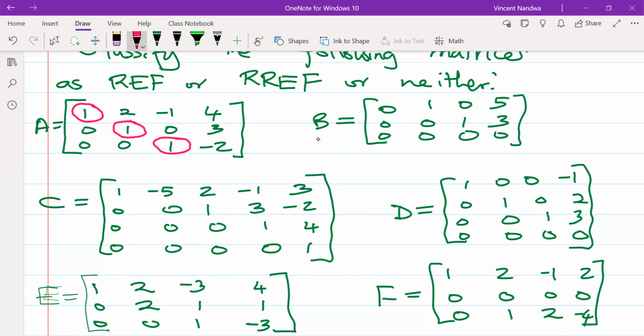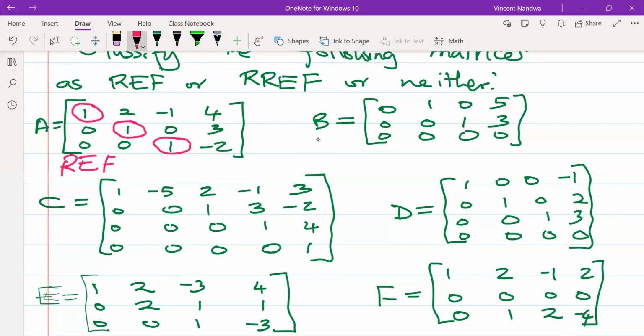If you compare the ones in these three rows, the 1 in the second row is to the right of the 1 in the first row, which agrees with the second condition. And the 1 in the third row is to the right of all the ones in the rows above it. Since all the first non-zero elements in each of the three rows is 1, and that second property is satisfied, this matrix is said to be in row echelon form.